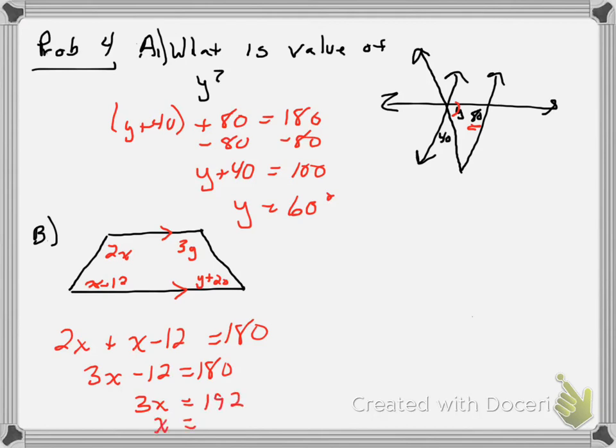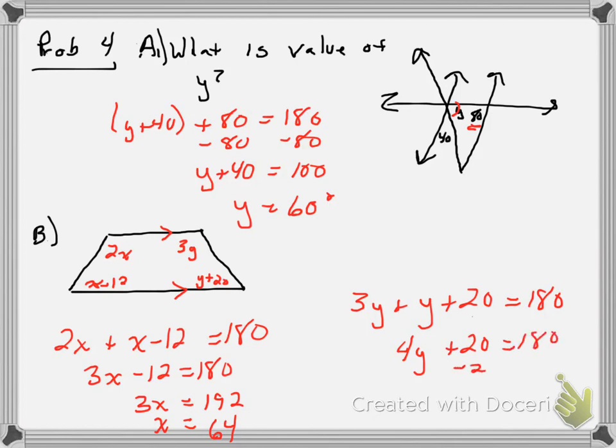Divide by 3, and I get x to be 64. Same thing on the other side. 3y plus y is 4y plus 20 equals 180. Again, subtract 20. I get 4y equals 160. Divide by 4. I get y equals 40.